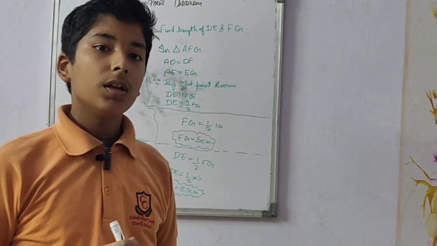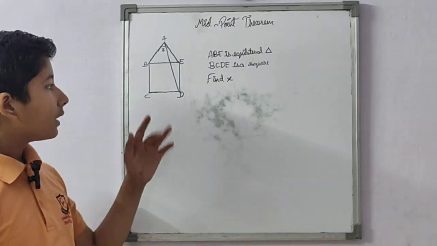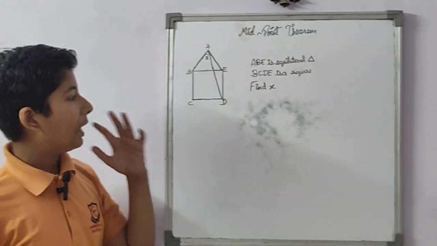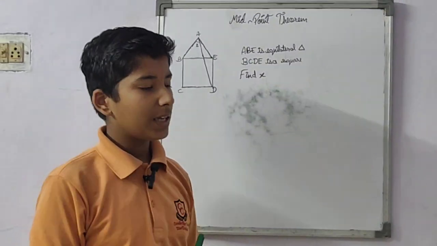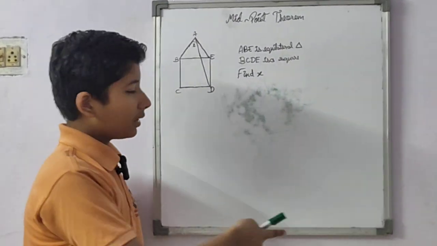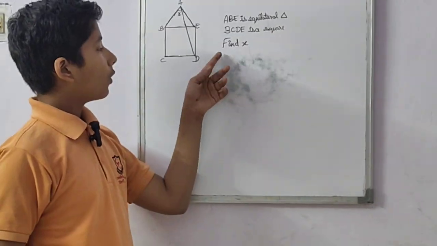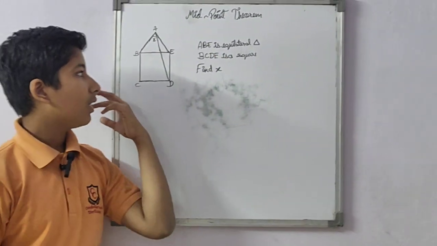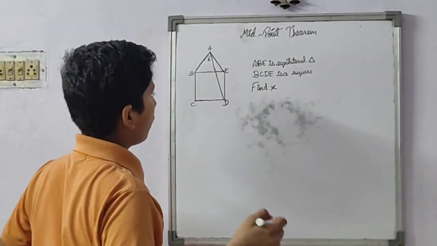Now let's come to our next question, which will be our last question. As I've told you, in this you have to find x, but there's no need of the midpoint theorem. This might be difficult for you because there is nothing given. Only you have to find x, and it is given ABE is an equilateral triangle and BCDE is a square. So let's find out the x.